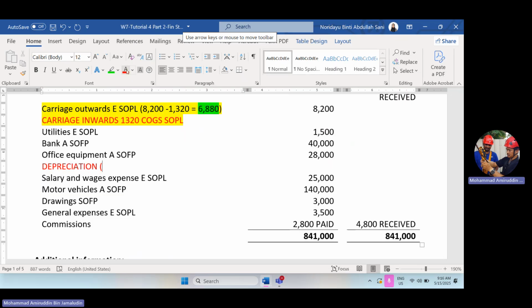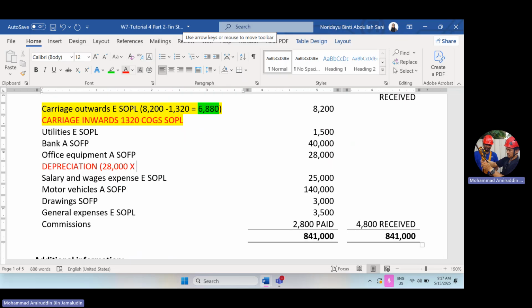Which is 28,000. Actually, all this working, you can put inside your answers. You prepare all the details of your financial statements, right? SOPL go to SOPL, SOFP charge to SOFP respectively. So all this working, you can write right after the details. Don't write inside your question paper. I'm not going to read your question paper even though you submit it. We'll see your answer sheets, answer booklet. So you can write this way.